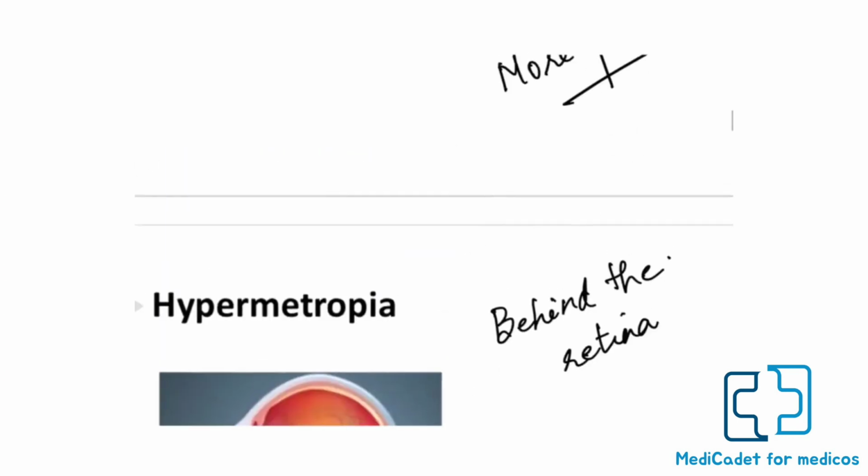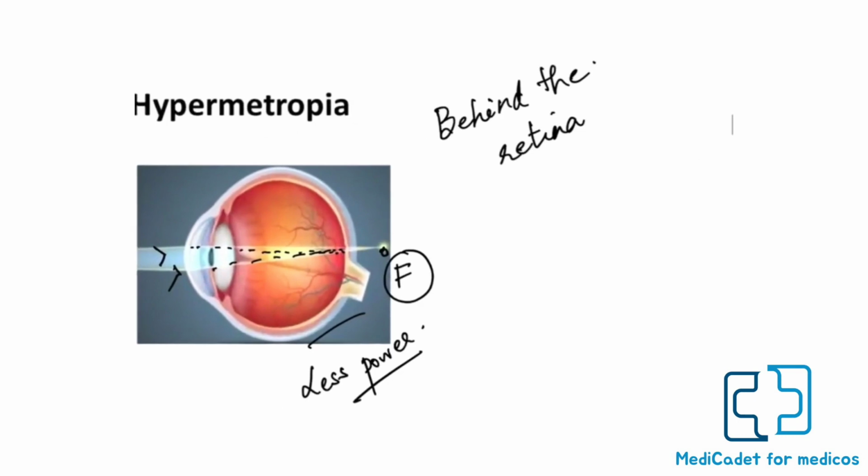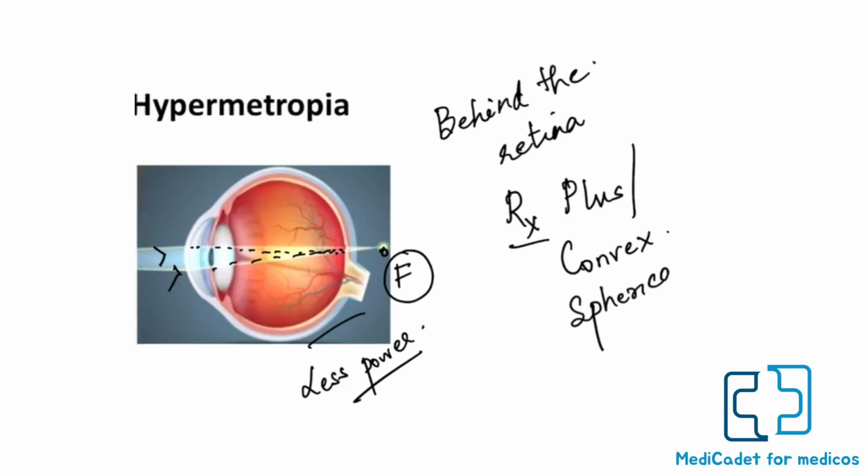So a myopic eyeball has more power than it needs. That's why we are treating it with a minus or a concave lens. Now hypermetropia has less power than it needs. So common sense says that I have to treat it with a plus lens, that is a convex lens. Once again, there is no difference here between the two principal axes. So just like myopia, hypermetropia will also be treated with a spherical lens. So what is the treatment of myopia? A concave or a minus spherical lens. And what is the treatment for hypermetropia? It is a plus or a convex spherical lens.